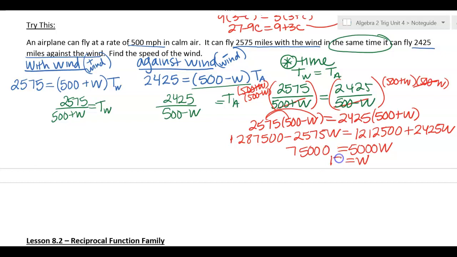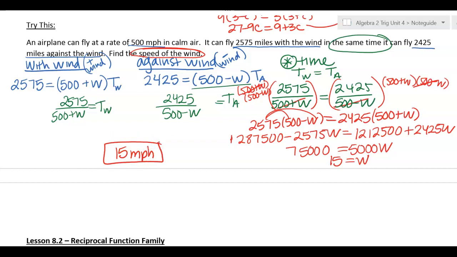I get 15. So then remember what W is. W is the wind. So that's the rate of the wind, and that would be in miles per hour. And it said find the speed of the wind. So speed is rate. So the answer here would be 15 miles per hour.